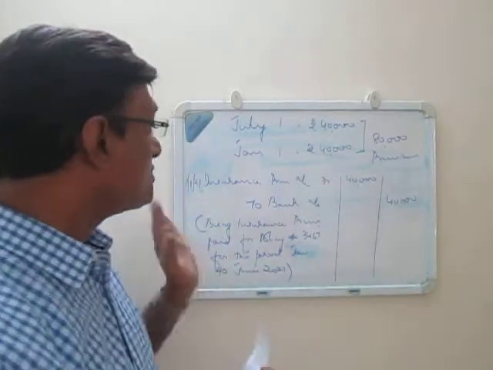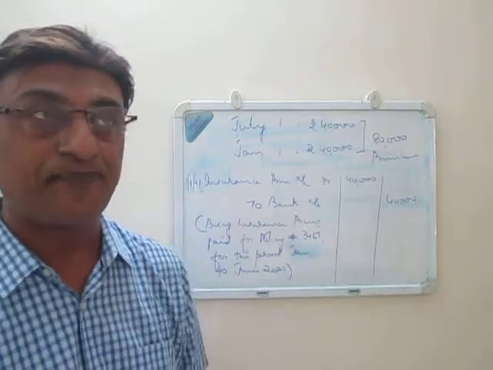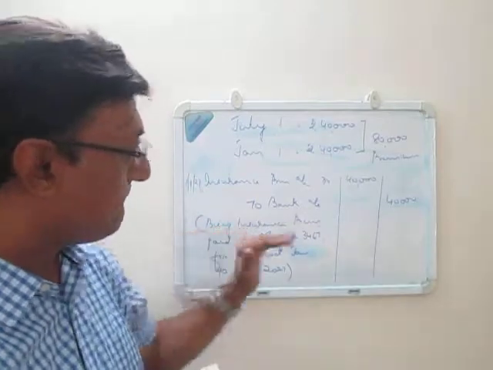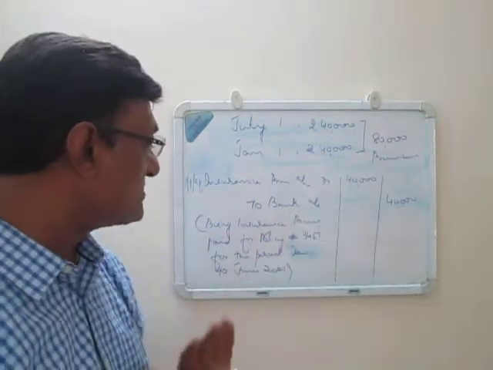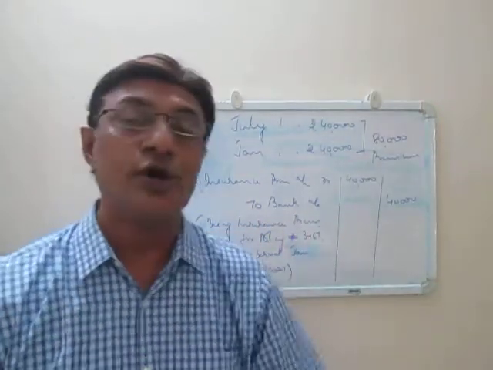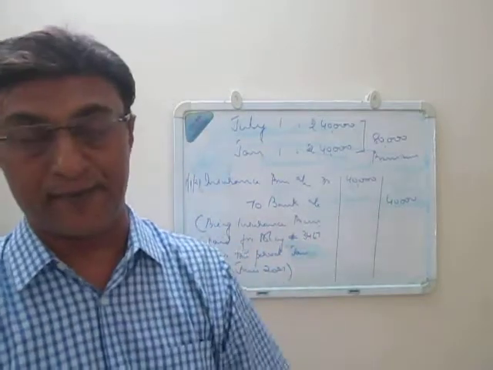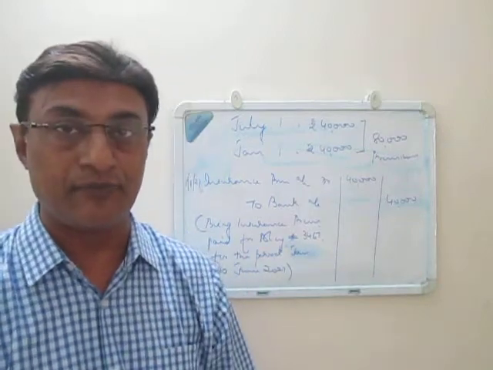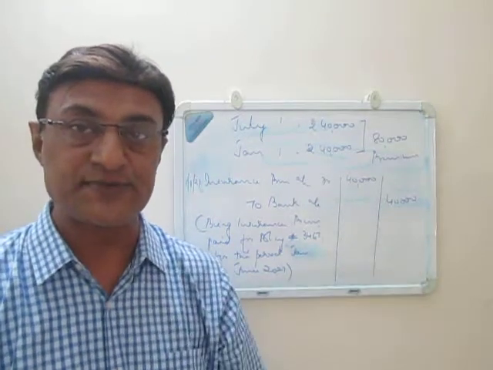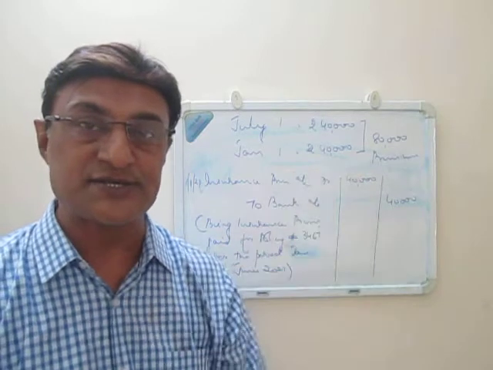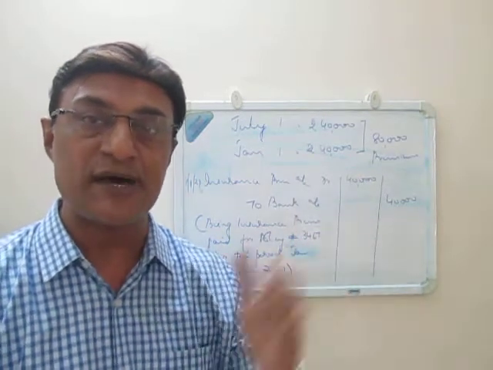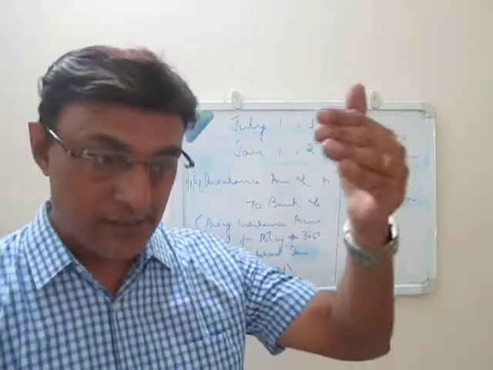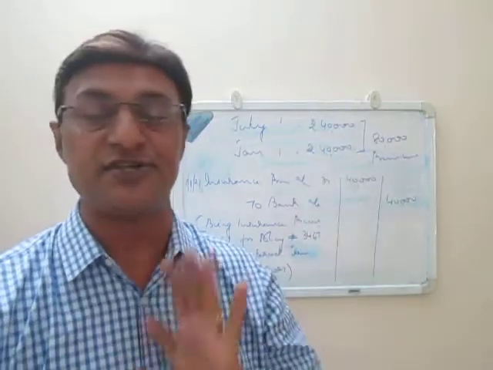Right? Insurance premium account debtor 40,000, to bank account 40,000, being insurance premium paid by check for policy number so and so for the period January to June 2021. The amount is paid in January. January passes, February passes, March passes, and let us say we fast forward our life to March 31st. Today is March 31st.